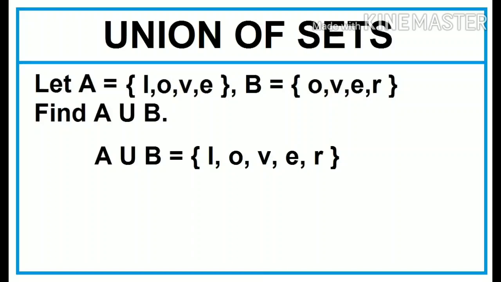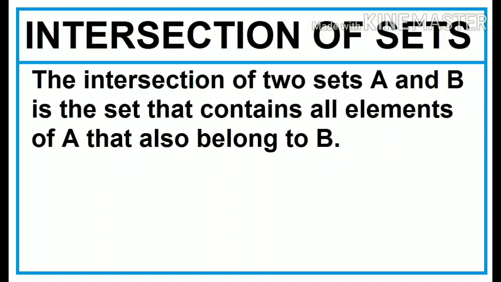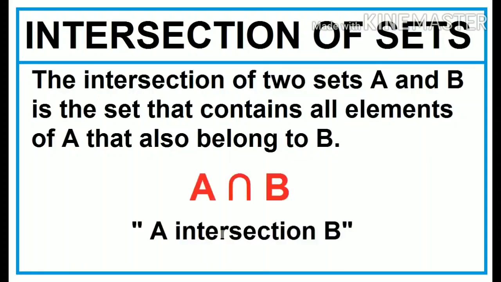Next we move on to intersection of two sets. The intersection of two sets A and B is the set that contains all elements of A that also belong to B. That means you have to take the common elements between A and B. A intersection B. Inverted U is the symbol used for intersection.